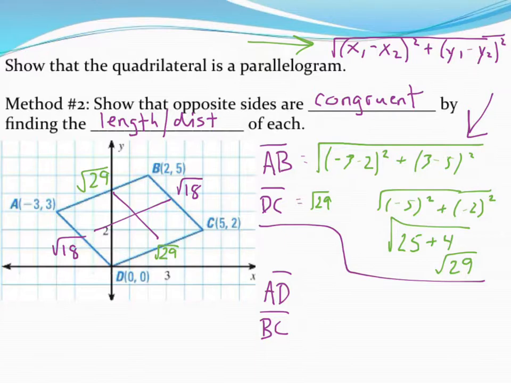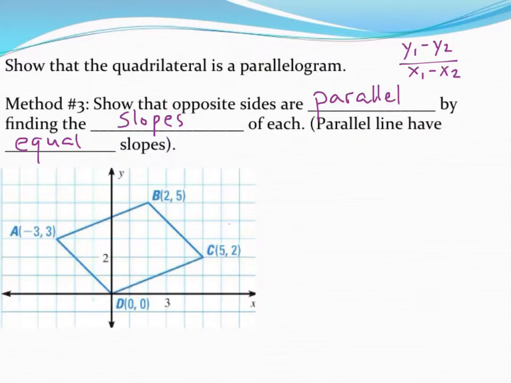And the final method that I can use to prove a quadrilateral is a parallelogram using coordinates is to show that opposite sides are parallel to each other. To do that, I'm going to be finding the slopes of all four sides. And you may recall that parallel lines have slopes that are the same. So what I'm looking for is I want to find the slopes of the top and bottom to be the same, and I want to find the slopes of the left and right side to be the same.